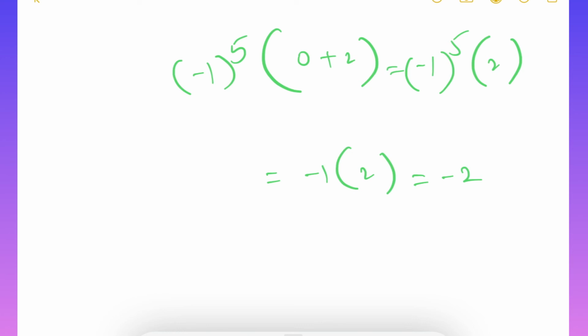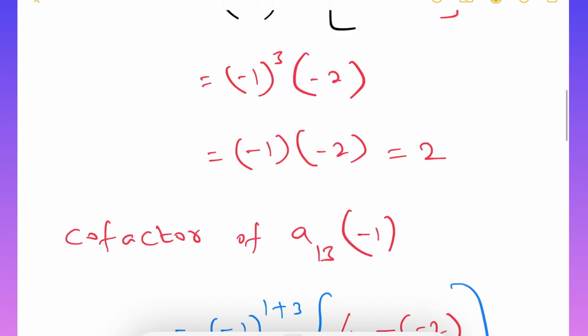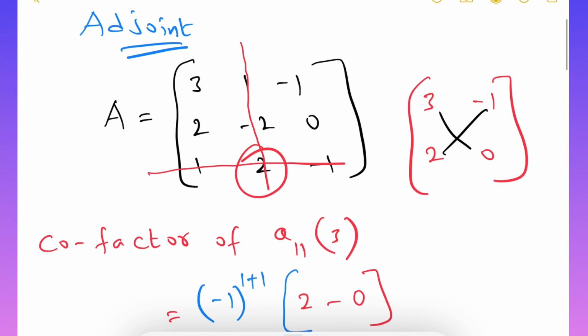Now we remain with the last element. So let's move to that one. That is third row, third column element.